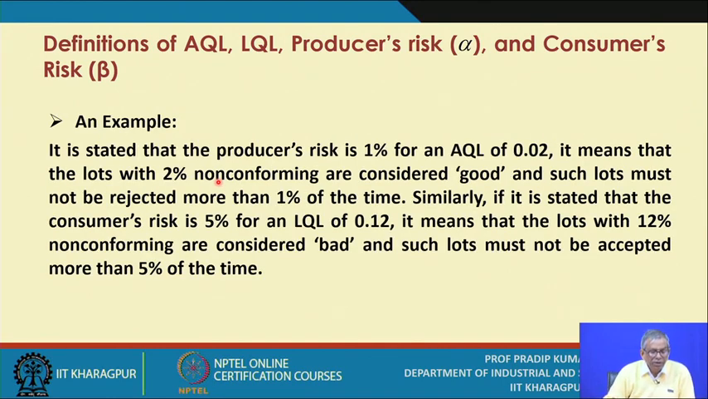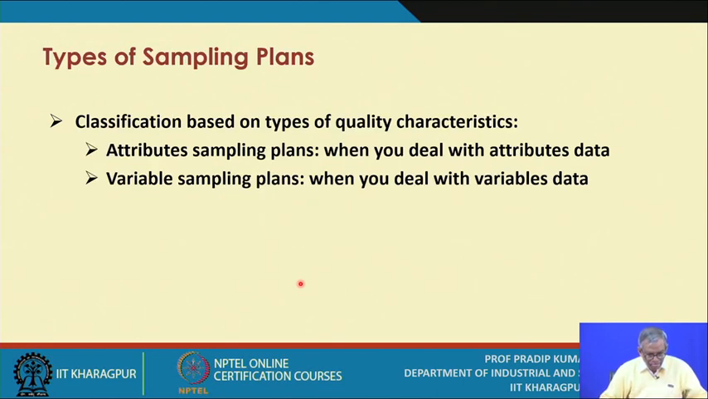As an example, it is stated that the producer's risk is 1% for an AQL of 0.02. It means that lots with 2% non-conforming are considered good, and such lots must not be rejected more than 1% of the time. Similarly, if it is stated that the consumer's risk is 5% for an LQL of 0.12, it means that lots with 12% non-conforming are considered bad, and such lots must not be accepted more than 5% of the time.